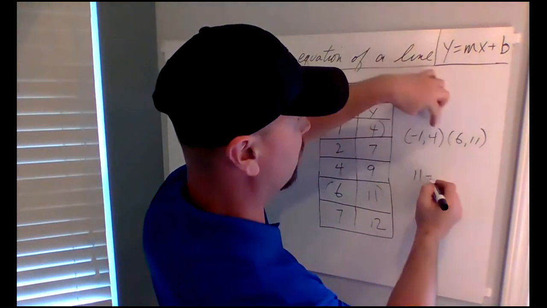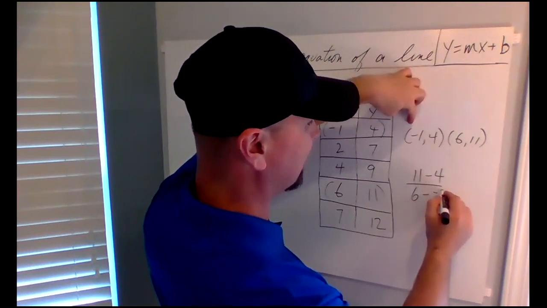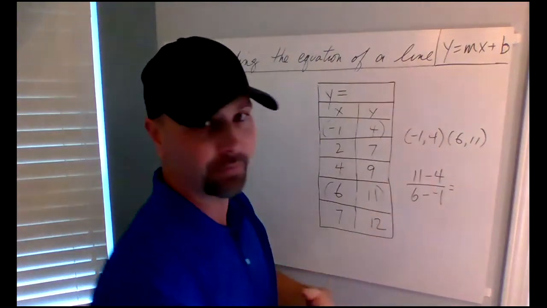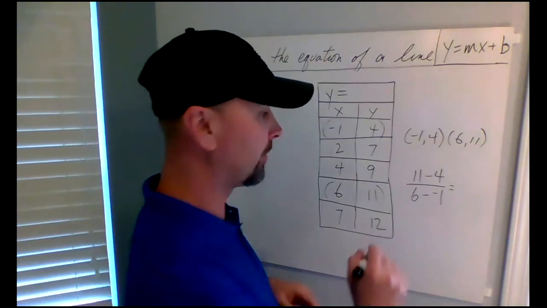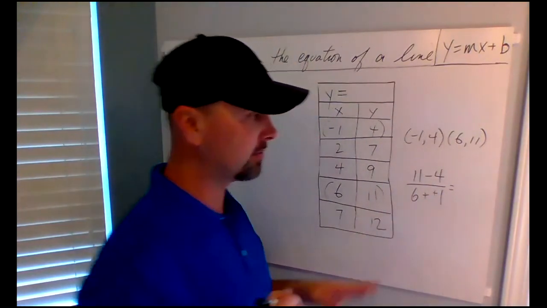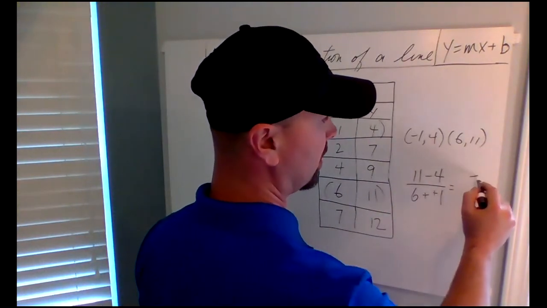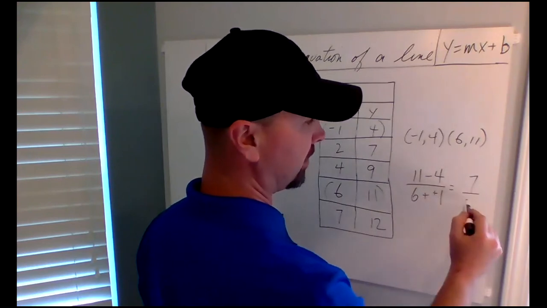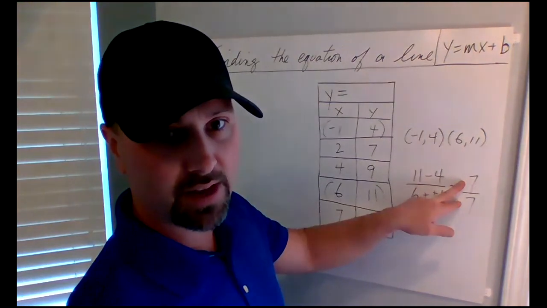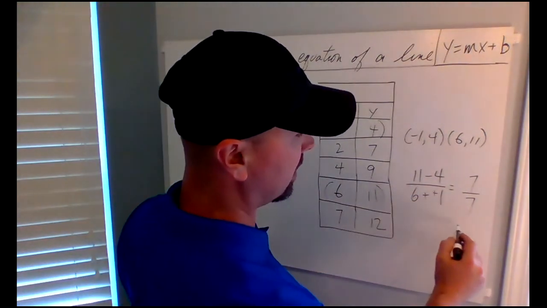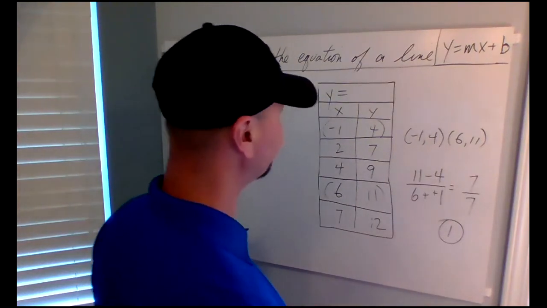y2 minus y1 over x2 minus x1, which is a -1. If I was doing this, I wouldn't have picked this first one because of that negative. I prefer not to deal with them. But I did, so minus and negative changes to plus positive. 11 minus 4 is going to be a 7. And then 6 plus 1 is also 7. 7 divided by 7, last step is simplify, and what we get is 1 again. Slope is 1.